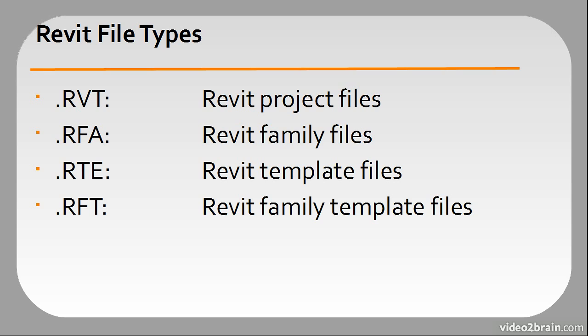The objective of this exercise is to review what the different families are and explain their role in the model. If we look at the slide, we'll look at the 4 different Revit types that there are. There's RVT, that's a Revit project file. That's the main file you'll be working in most of the time. RFA is what I just mentioned. It's a Revit family file. These files are loaded into the model and interact with other families within the model.